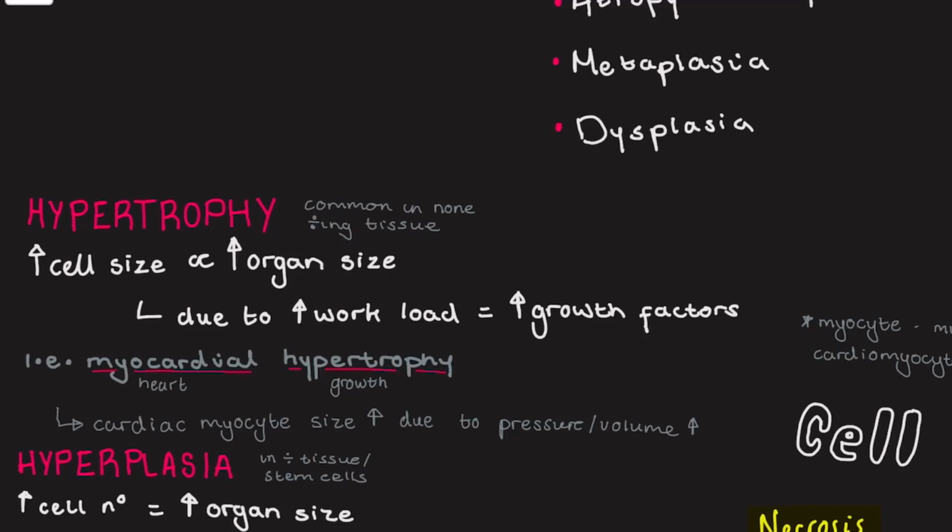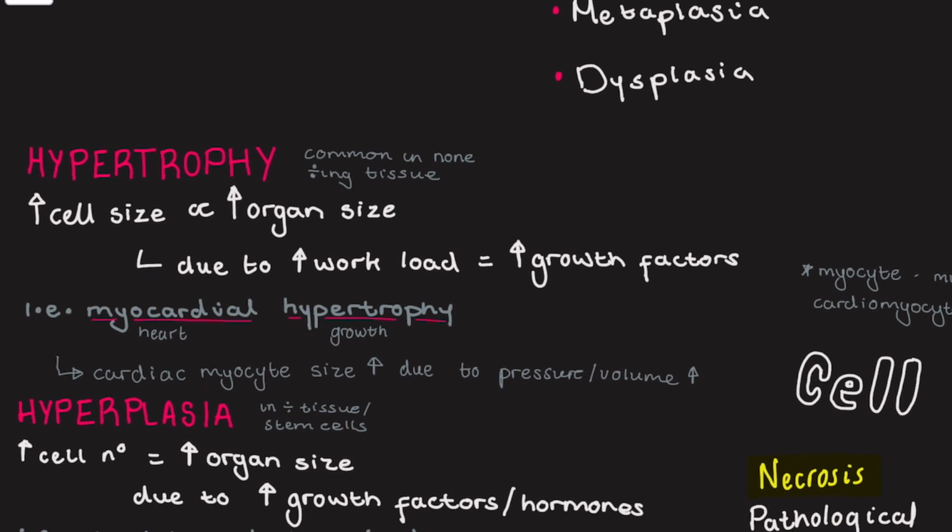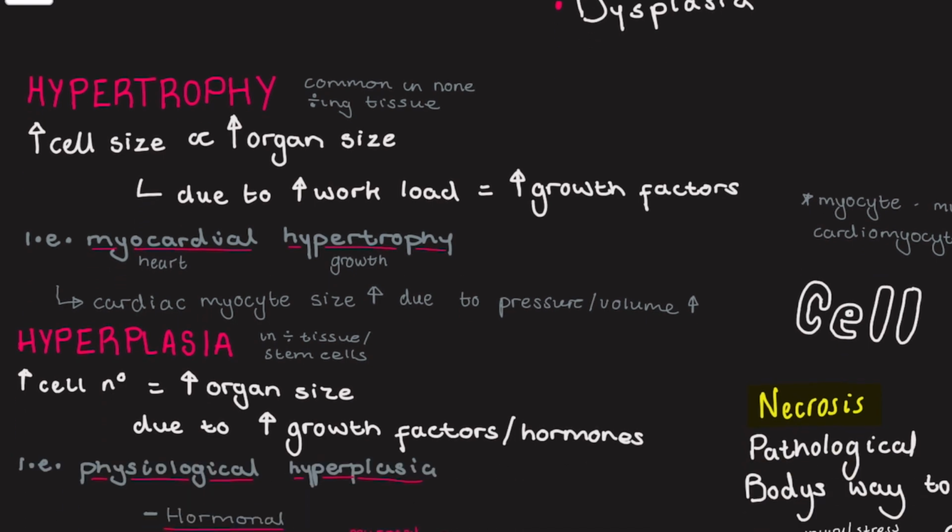So in the introductory video to cells and stress, I mentioned some cellular adaptations, and I'm going to go into them in a bit more detail now. So the first one is hypertrophy, which is common in non-dividing tissue and is often summarised as being due to overnourishment. So it is an increase in cell size, which then leads to an increase in the organ size, and is often due to an increase in workload, which induces growth factors.